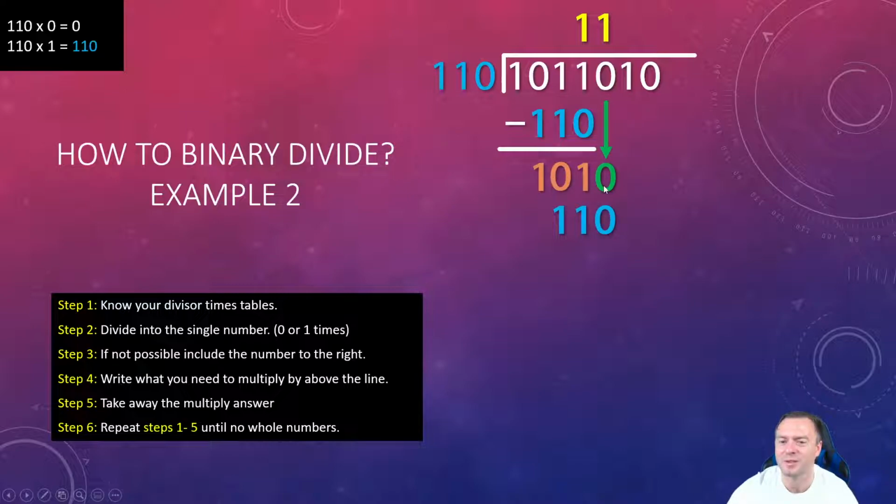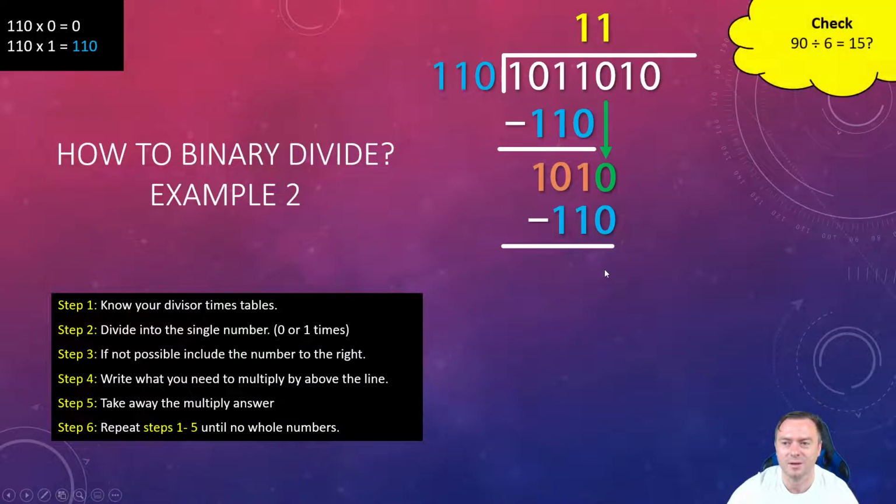Right, so we've got to do this again. So now we've done 1 times 110 here. We're going to subtract it. So 0 take away 0 gives you 0. 1 take away 1 leaves you with 0, and then the 0 on the end.